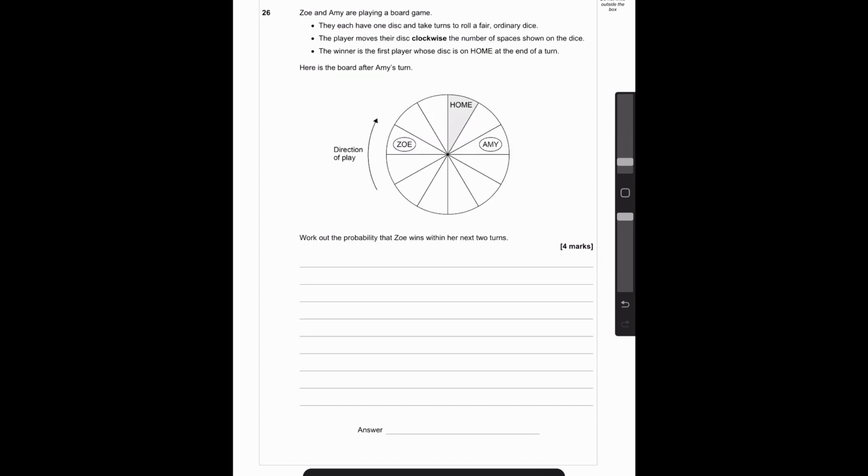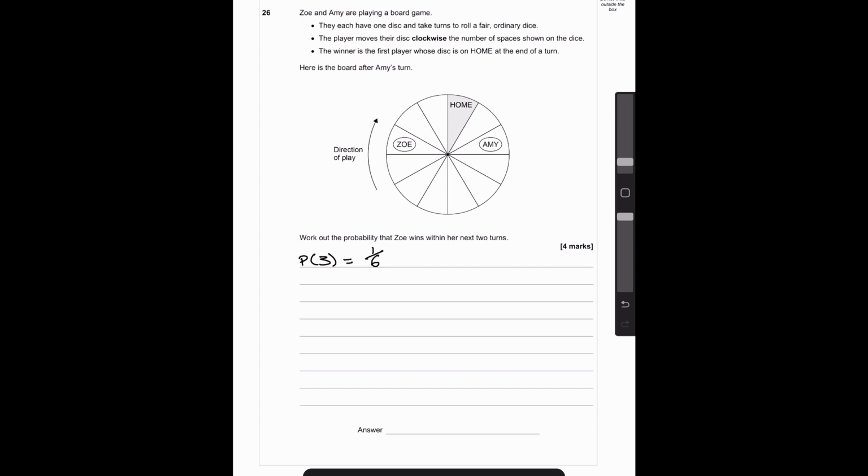Zoe and Amy are playing a board game. They each have one disc and take turns to roll a fair ordinary dice. The player moves their disc the number of spaces shown on the dice. The winner is the first person whose disc is on home at the end of a turn. Work out the probability Zoe wins within her next 2 turns. In order for Zoe to win in 1 turn, she needs to roll a 3 on a dice, that is a 1/6 chance.